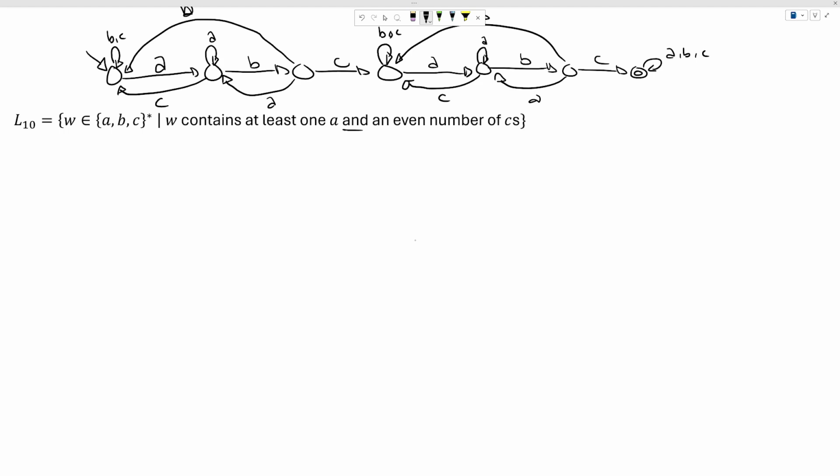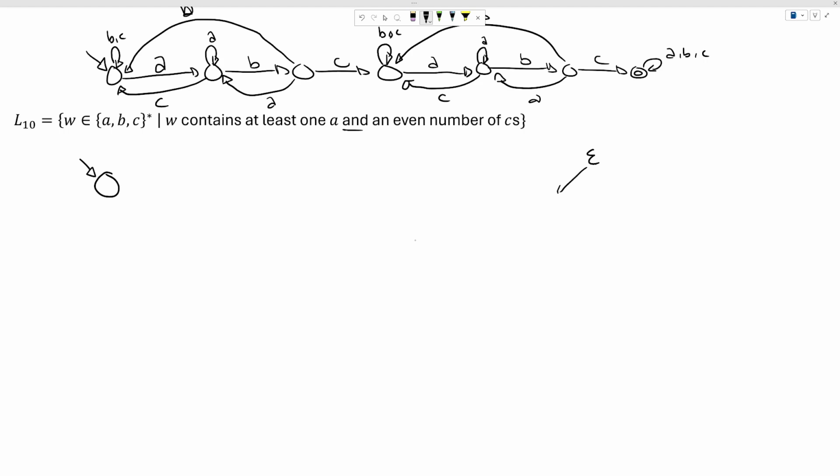I'm going to keep track of two things as I'm going. I'm going to keep track of whether I've seen an A or not, and I'm going to keep track of the parity, the even or oddness of the number of C's that I've seen. So I'm going to just start thinking about, well, what's happening at the very beginning of my processing. At this point, I've seen an epsilon, remember. Now, if I've seen an epsilon, what are the states that might occur after I see my epsilon?